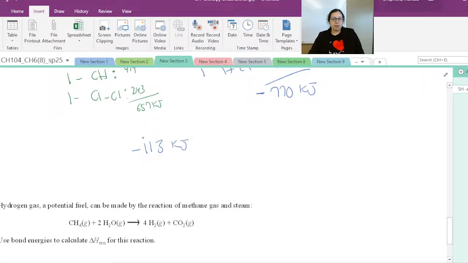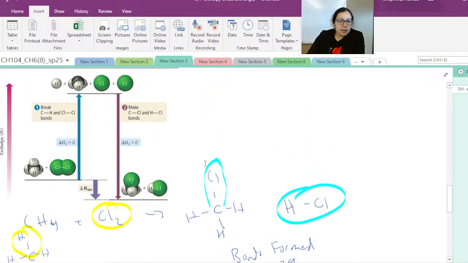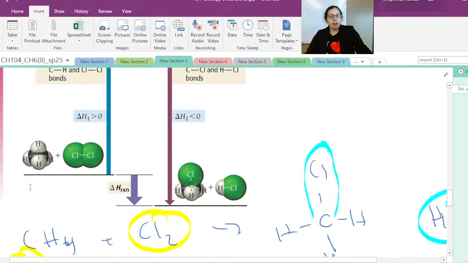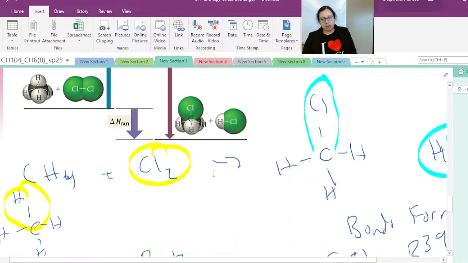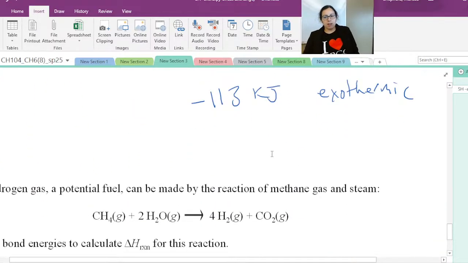And so overall this is telling me, since it's negative, that it was exothermic. And so we can kind of see that in this diagram as well. They didn't quantify it for us using numbers, but they did show us that our products are lower in energy, so then we expect this to be an exothermic reaction, which this is showing here.